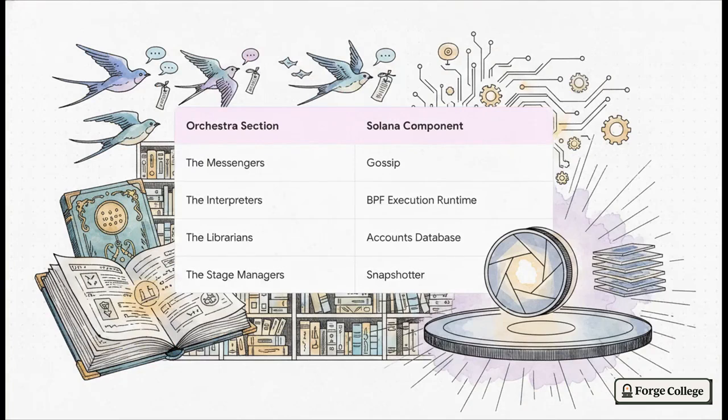Here's a quick look at the sections. We've got the messengers, that's the gossip protocol. Then there are the interpreters, which is the BPF execution runtime. After them, the librarians, who are in charge of the accounts database. And finally, the stage managers, which is the snapshotter. Okay, now let's dive into what each of these sections actually does.